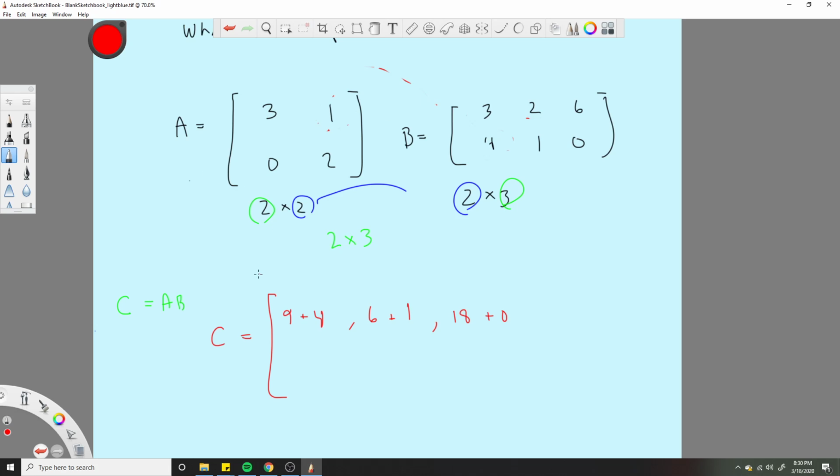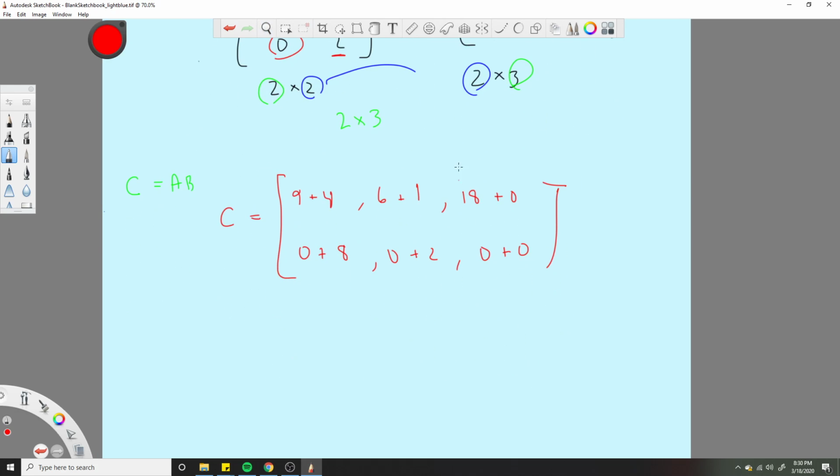Okay, so now with the second row, this 0 is going to multiply to this 3. This 2 is going to multiply to this 4. You're doing the same exact thing now with this row. You're going to repeat the same exact steps you did with 3 and 1 now with this row. So 0 times 3 is 0, plus 2 times 4 is 8. 0 times 2 is going to be 0. 2 times 1 is going to be 2. 0 times 6 is going to be 0. 2 times 0 is going to be 0.